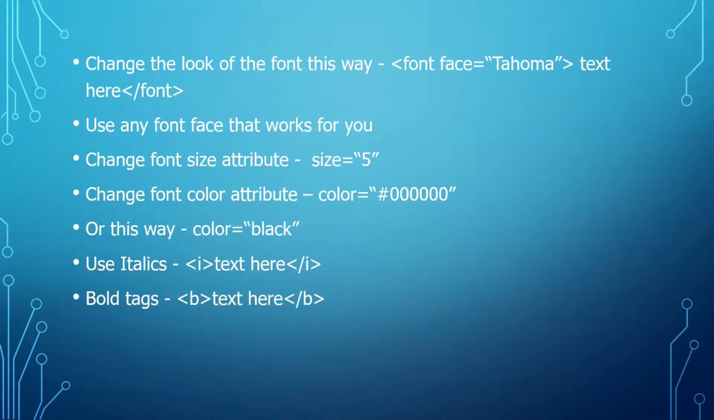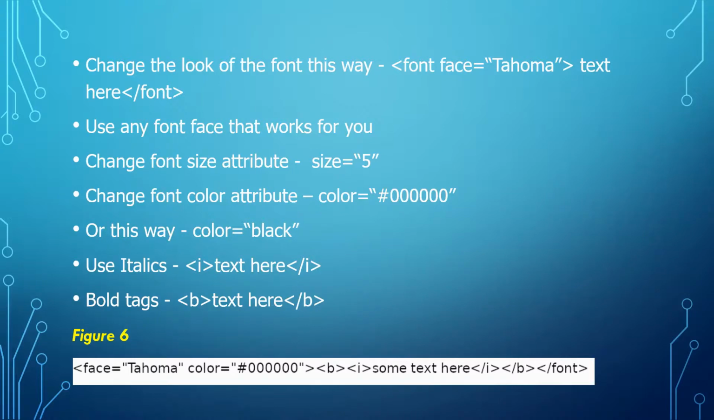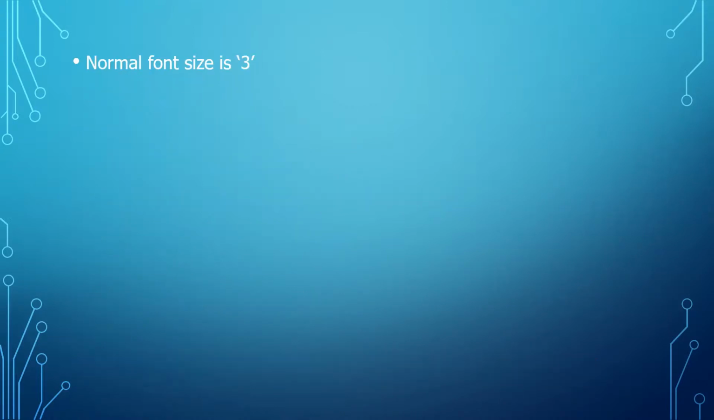And here's an example. Please let me make one more mention that tag order is important. A quick way to think about this is first one in and last one out. Here is an example of all the tags and attributes talked about in the video so far. Before we go any further, let me talk a little more about the size attribute.